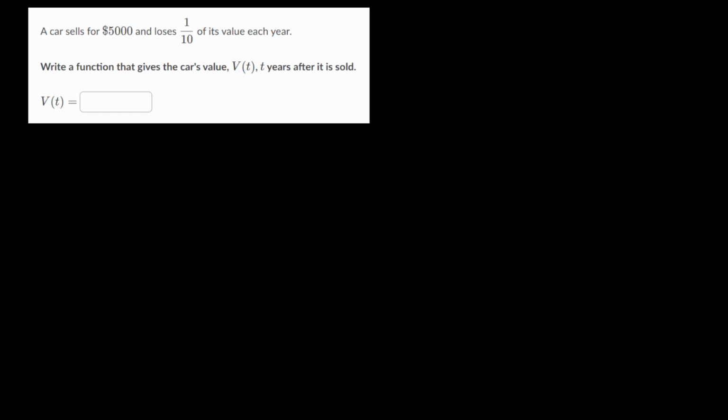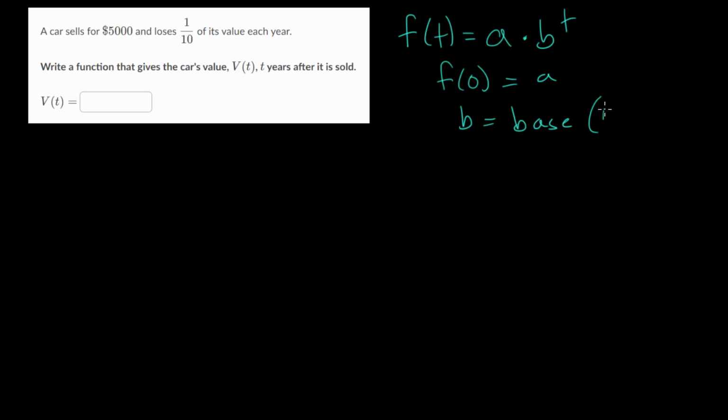So let's look at a couple more problems for writing functions with exponential decay. Before we look at this specific problem, just remind yourself what the general formula looks like, where we have some function, usually of time, t, is equal to a multiplied by b raised to the t power, where a is our starting value, since if you plug in 0, you do get a back, since b to the 0 is 1. And b, that's just the base, or in these problems, that's going to be our decay rate. So we need to just figure out what a and b are.